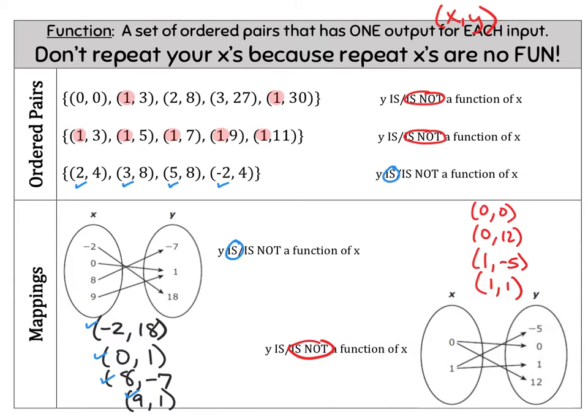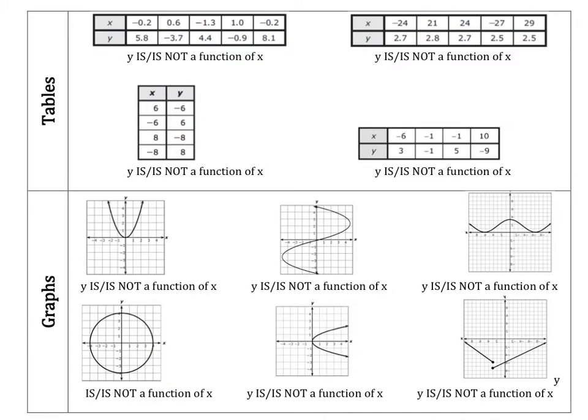We've got a couple more representations here, so a couple more ways that I might show you functions. And I still want you to be able to tell me if y is a function of x. We got these tables. I love tables because they're nice and organized. In that first top left table, is y a function of x? No, why not? Because the x repeats. This value of negative 0.2 repeats.